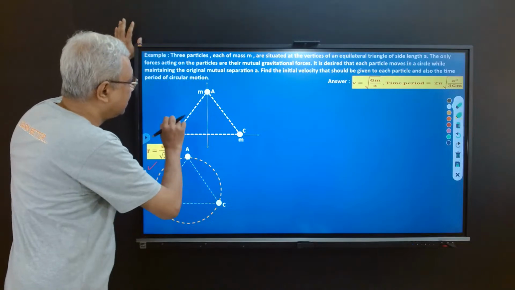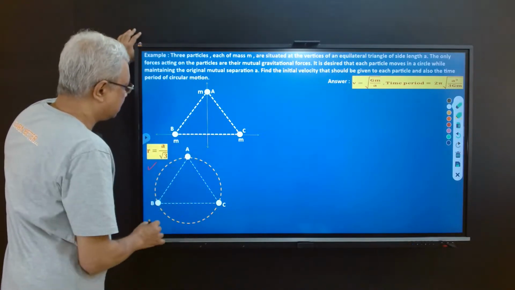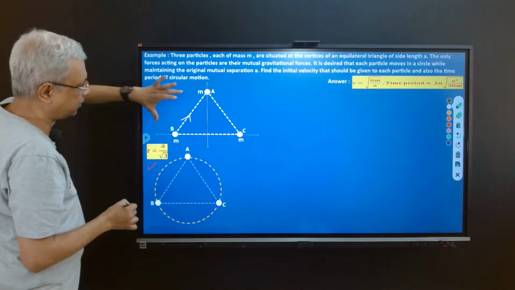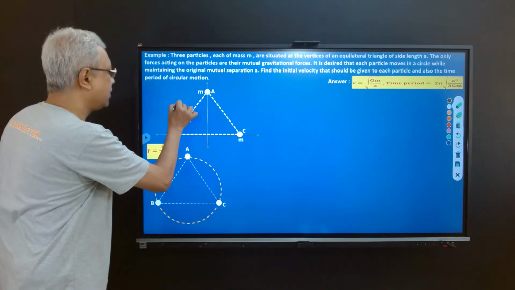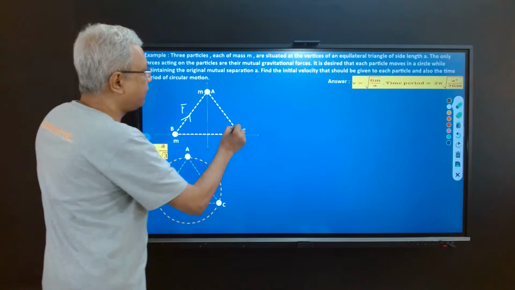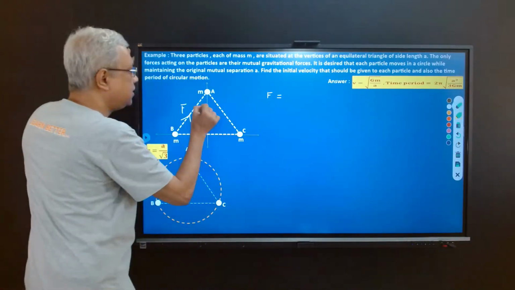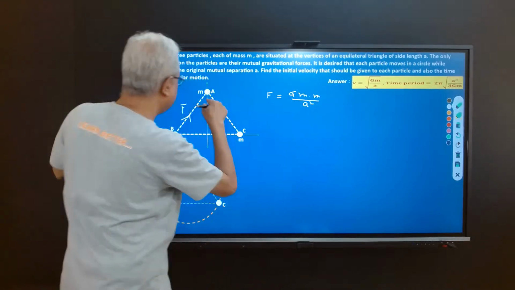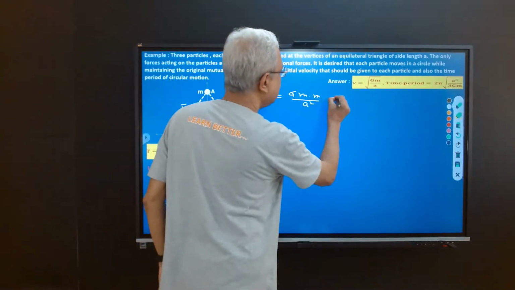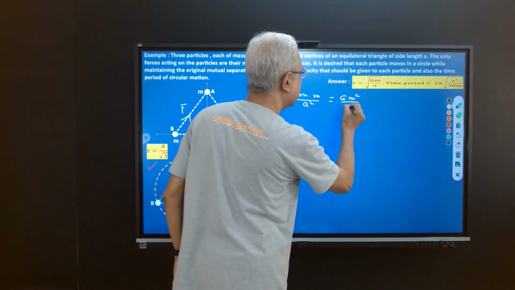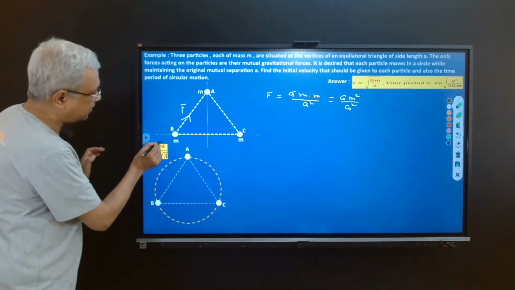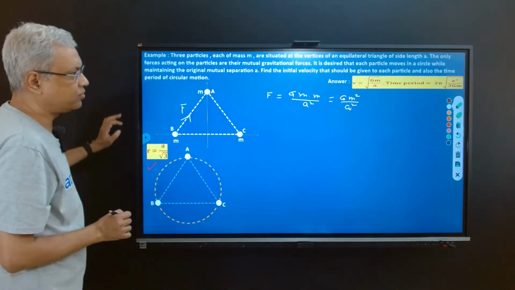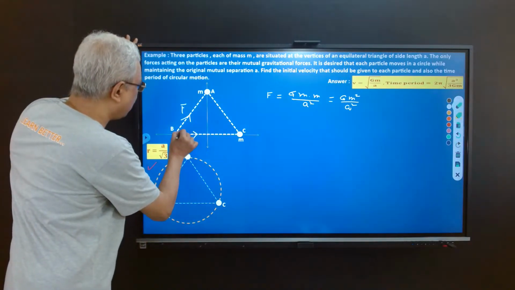Now what happens? Let us calculate the force acting on the particle. Because of the presence of A, B experiences a force in this direction, gravitational force. And what is that force? If I call it F, so F is how much? G M into M divided by a square, a is the distance between them. So it is G M square by a square. So this force is acting on B in this direction, and the magnitude of that force is G m square by a square. Now resolve this force into two components.